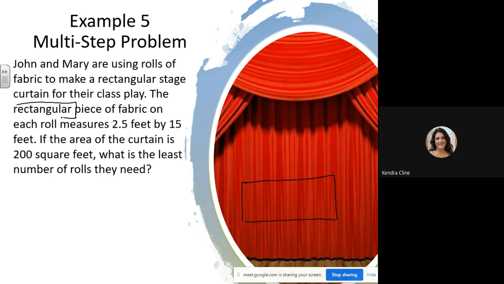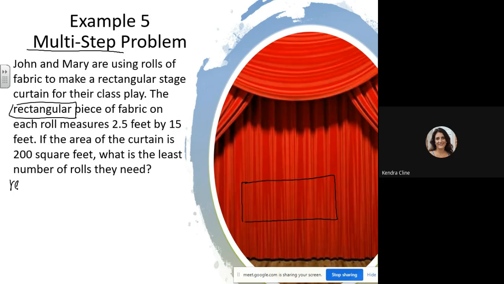The rectangular piece of fabric measures 2 and 5/10 feet by 15 feet. If the area of the curtain is 200 square feet, what is the least number of rolls they need? So again, this is a multi-step problem. We're going to have 2 steps.